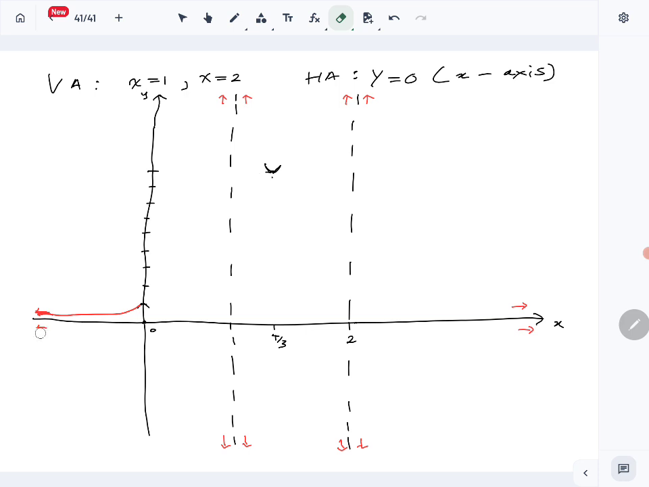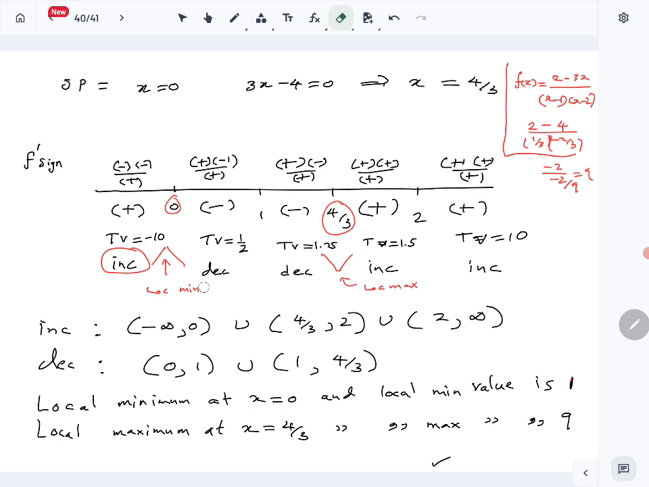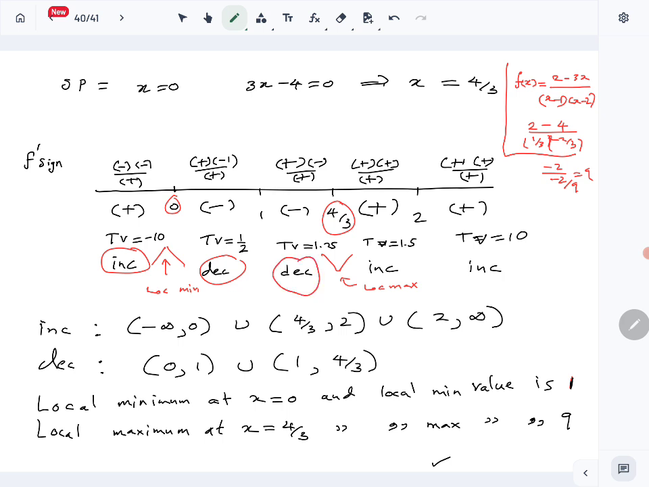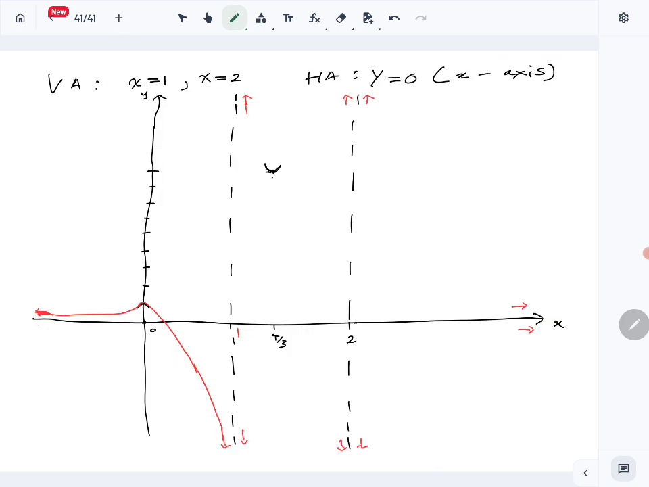So this one we can erase. Then from 0 to 1 it is decreasing. So 0 to 1 from the local min, and then we have to decrease like this. So that is done. So we can erase this part. Sorry, not that one. We can erase this one. Then we have to look at 1 to 4 over 3 interval. 1 to 4 over 3 interval is decreasing. So we have to just connect these two.